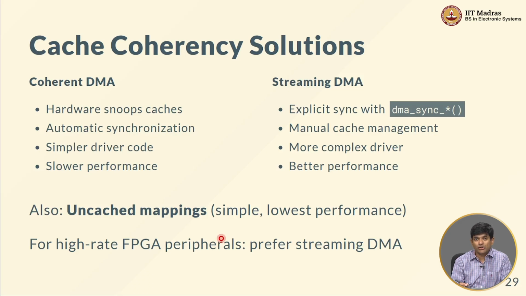It is also possible to say, just don't cache this set of addresses at all and still try to access them directly. Now that's obviously going to be the poorest performance because it bypasses the caches altogether, right. In practice, what we find is, especially when we are talking about high rate FPGA peripherals, the DMA with the MM2S and S2MM is the way to go, right. The streaming DMA approaches are the ones that are going to give you the maximum throughput.